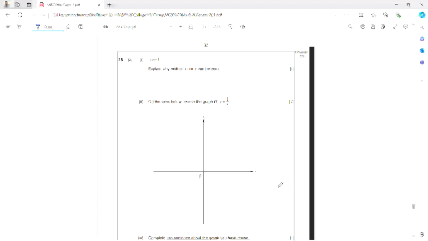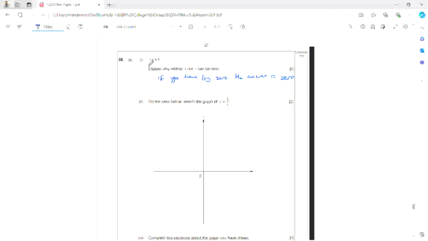Question 26. xy equals 1. Explain why neither x nor y can be 0. So x is being multiplied by y, and if you multiply by 0, the answer is 0.